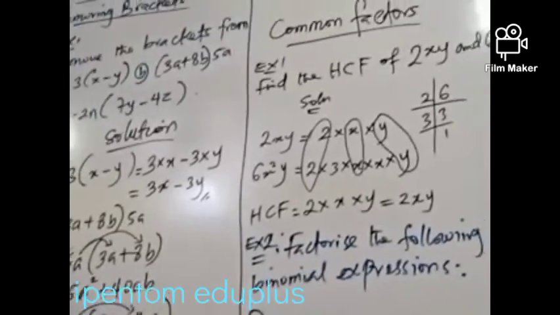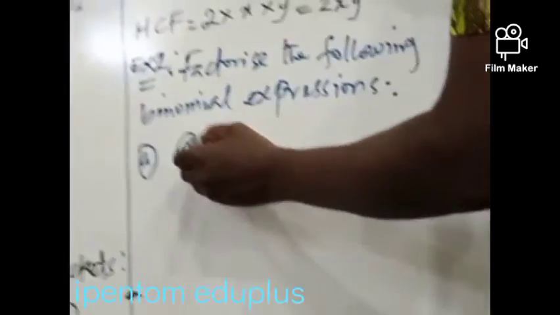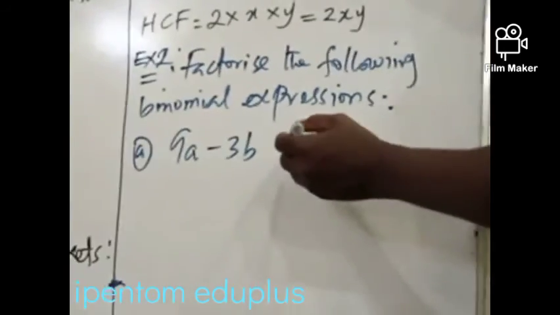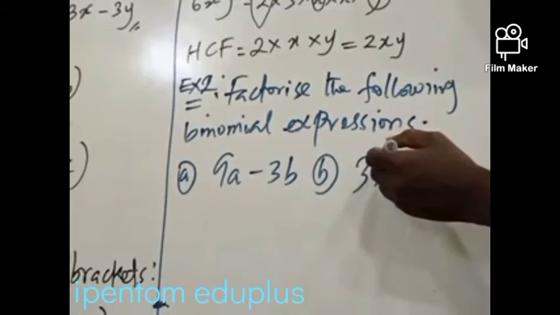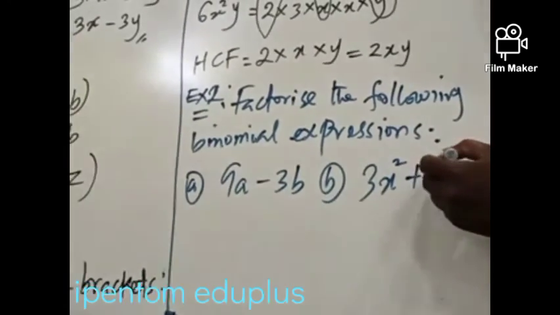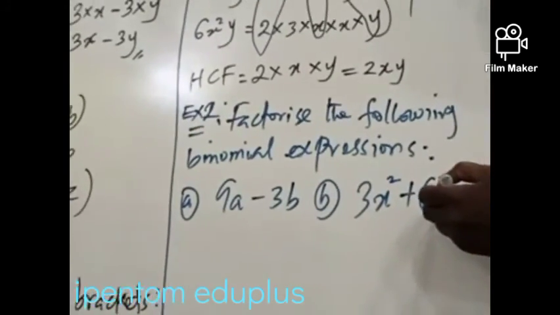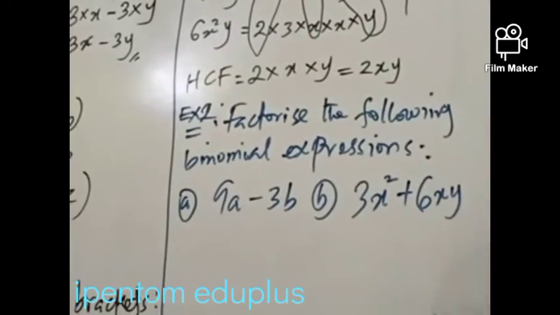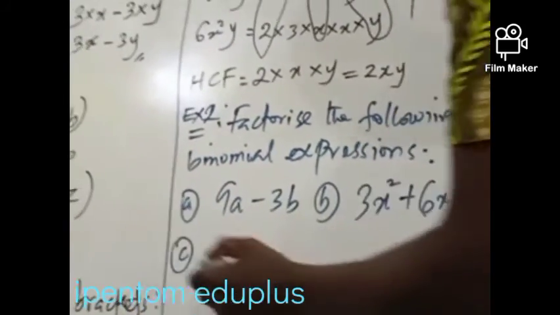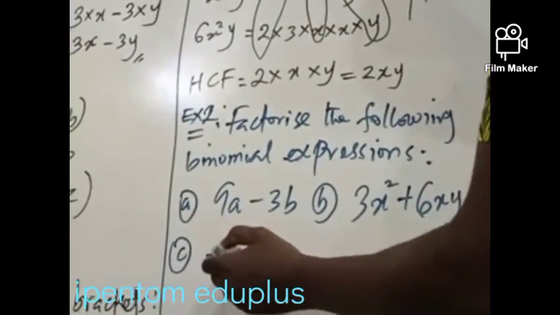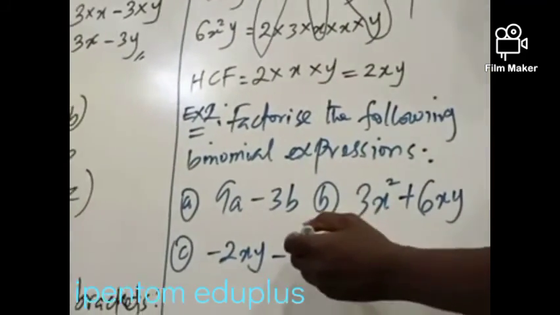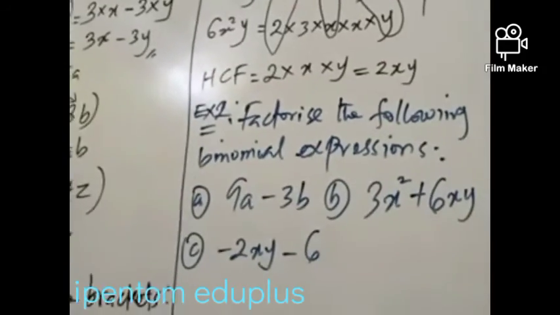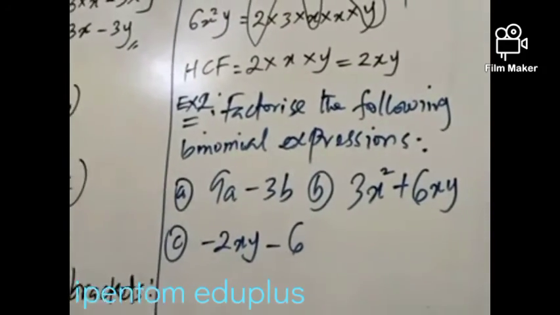The first one is 9a minus 3b. Then the second one, 3x squared plus 6xy. Then the third one, minus 2xy minus 6. So how do we now factorize this?